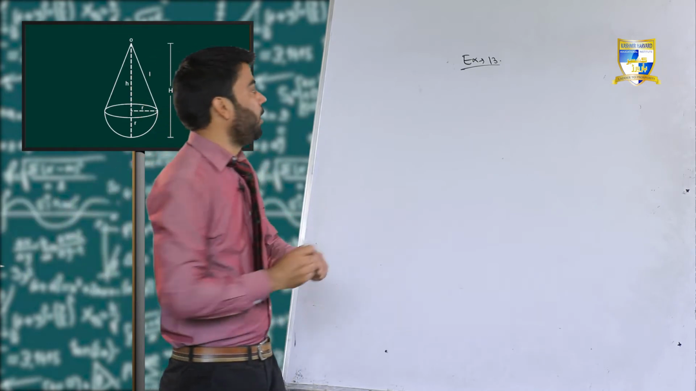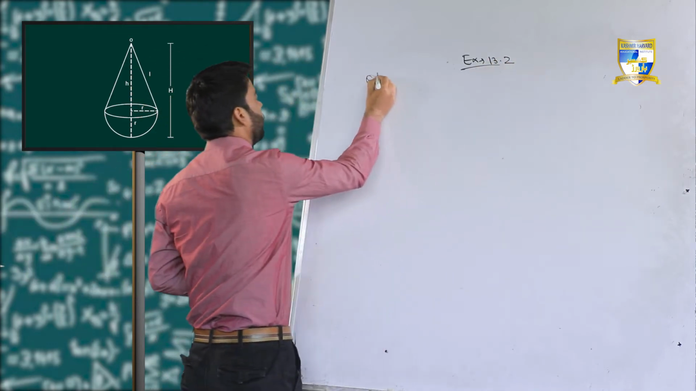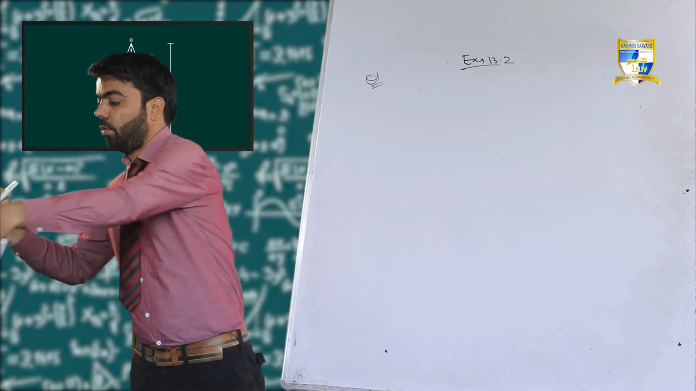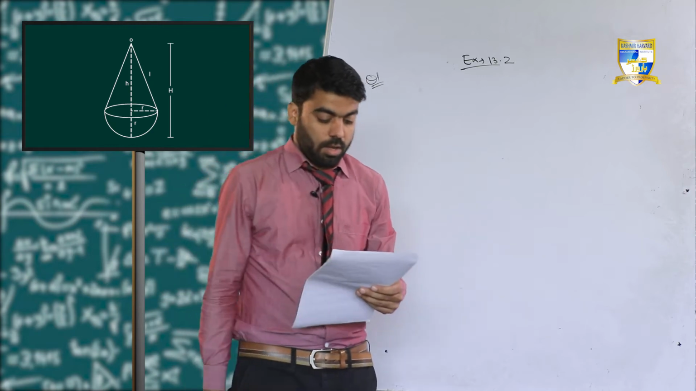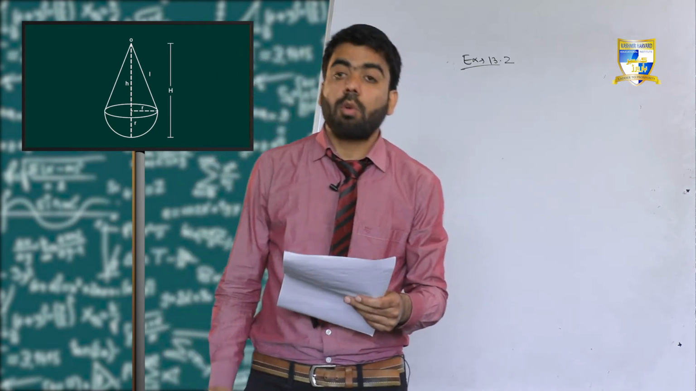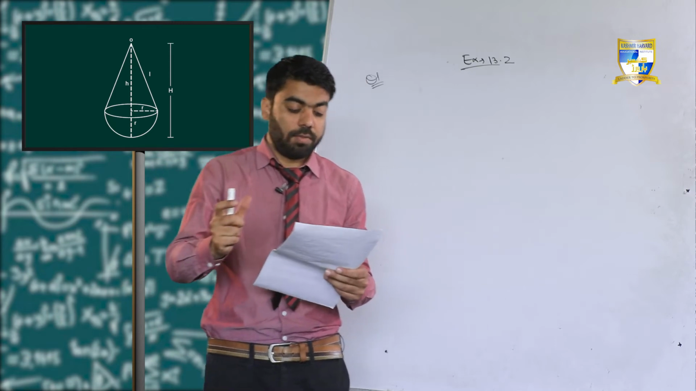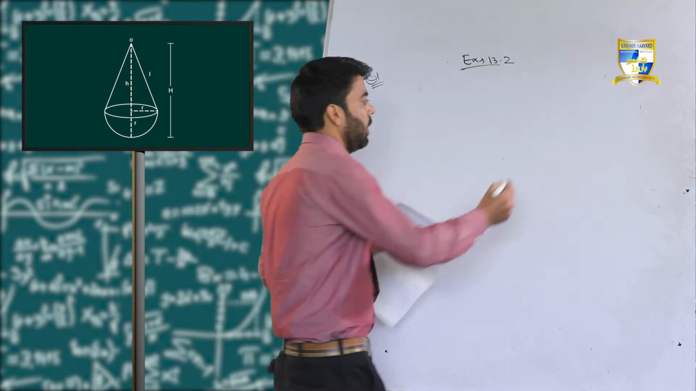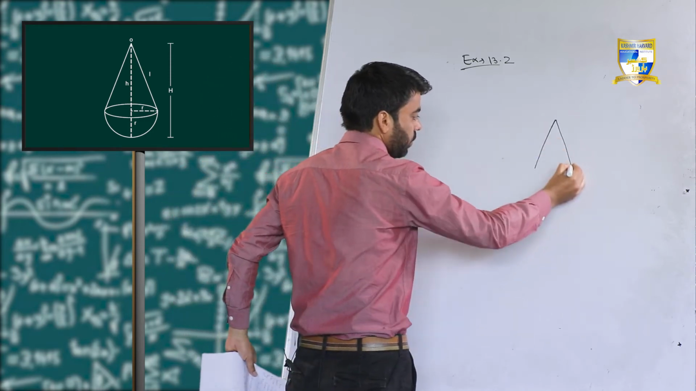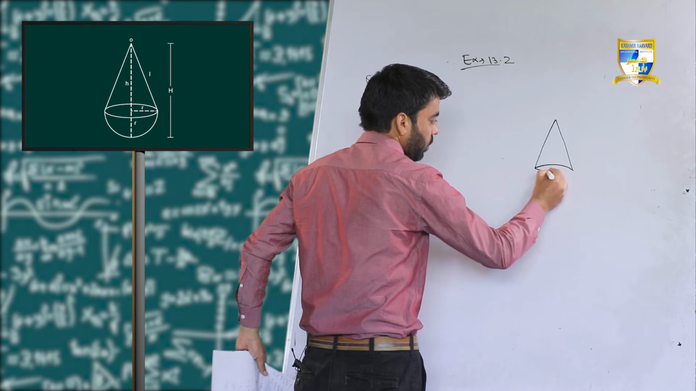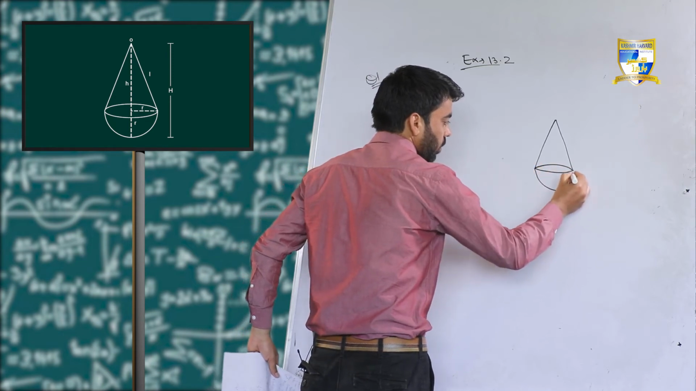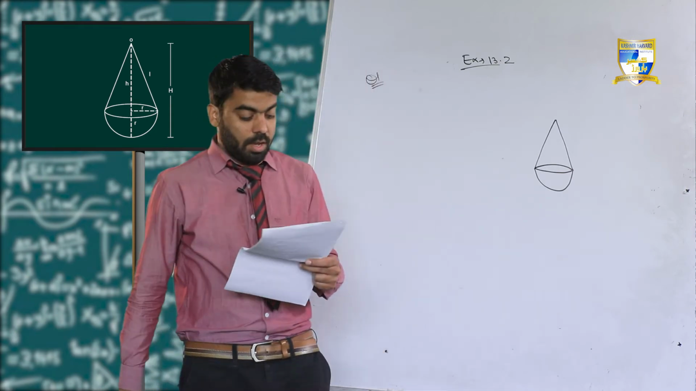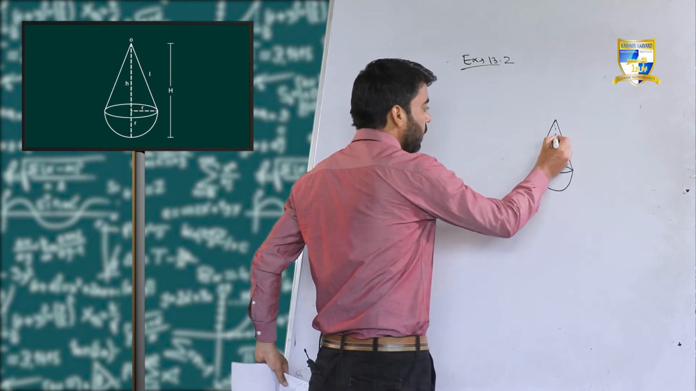Now exercise 13.2, question number 1. What is the question? I will read it here. A solid is in the shape of a cone standing on a hemisphere with both their radii being equal to 1 centimeter. That means it's like this: a hemisphere is surmounted by a cone and their radii are equal to 1 centimeter.